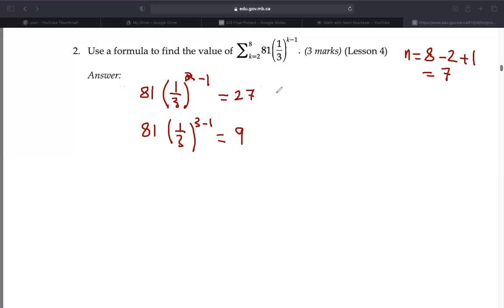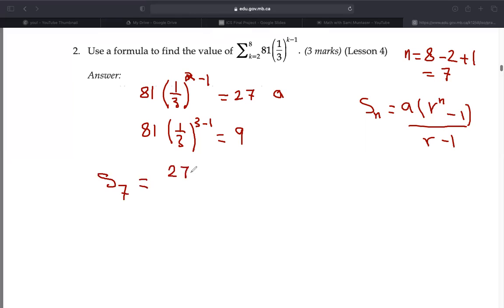So I know this is going to be r, and a is in the formula here: Sn equals a times (r to the n minus 1) over (r minus 1). Now I can sub in my information. We're finding S7 because we have 7 terms here, and a is 27, r is 1/3, to the power of 7 minus 1, all over 1/3 minus 1.